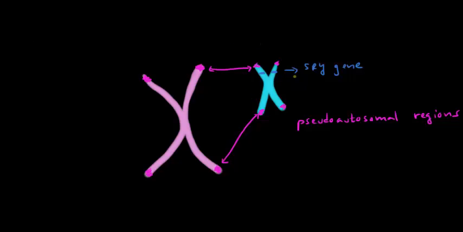So this part of the Y chromosome, that is the male specific region. So crossing over generally does not happen between the male specific region and the rest of the X chromosome. It usually only happens in the pseudo-autosomal regions.